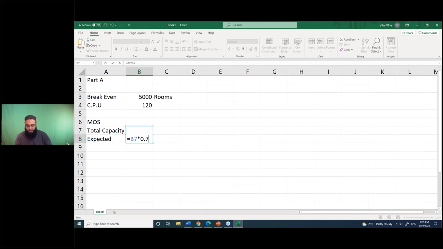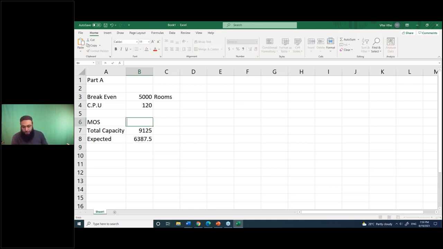So 0.7 I'll multiply, and I can work out this. You can see the calculations. It's very simple, straightforward. 9125, so 365 into 25, and this is basically 70% of that. So done. So this is the expected one. Now I can assume this to be the budgeted, which I can achieve.